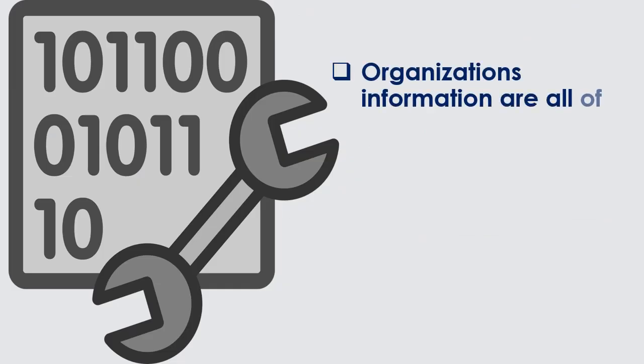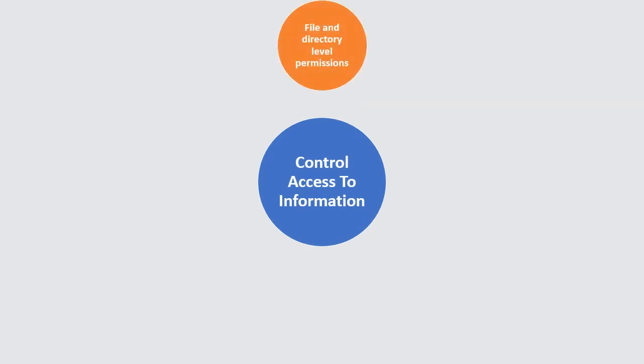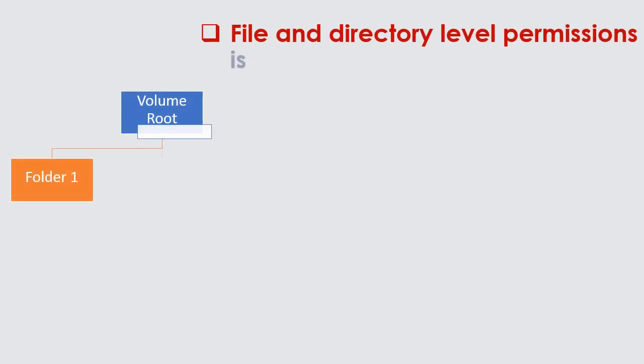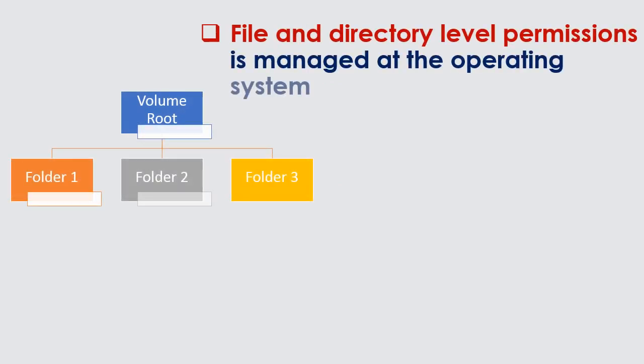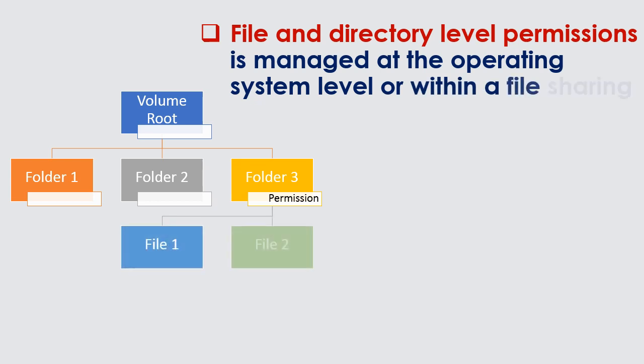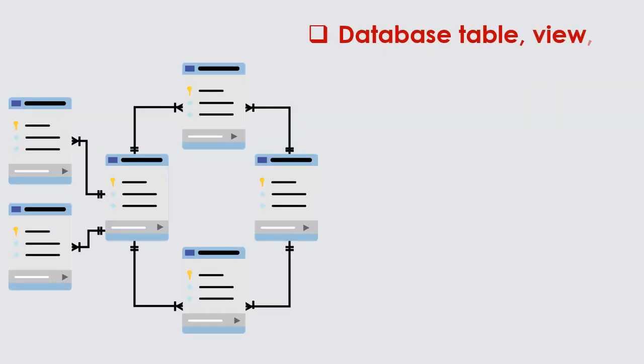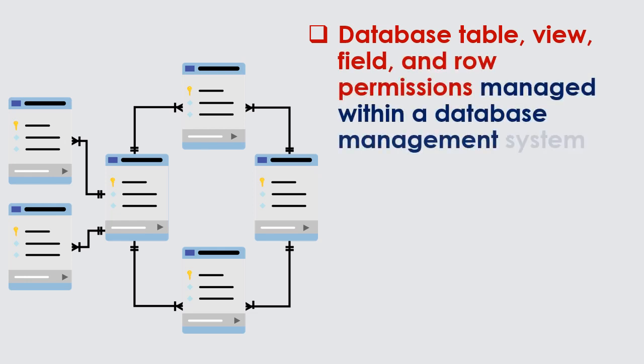An organization's information is all of its data. Controls for access to information are file and directory level permissions, and database table, view, field, and row permissions. File and directory level permissions are managed at the operating system level or within a file sharing system. Database table, view, field, and row permissions are managed within a database management system or a third-party tool.